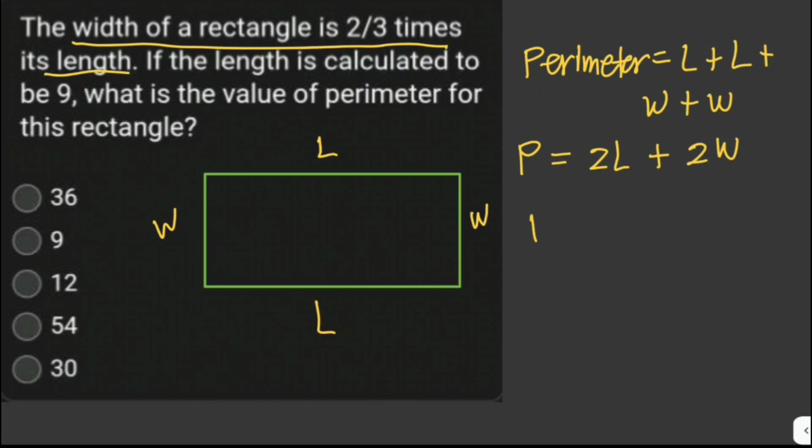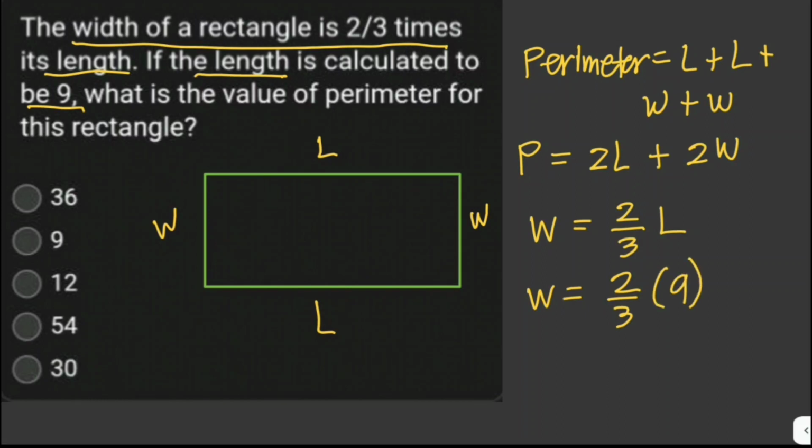mathematically. So the width is just 2/3 its length. So it's like that, and it's given that the length is 9. Therefore, the width is just equal to 2/3 times 9. So this is just 18 over 3. Therefore, the value of the width is just equal to 6.